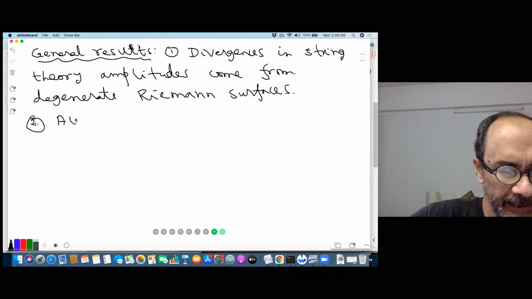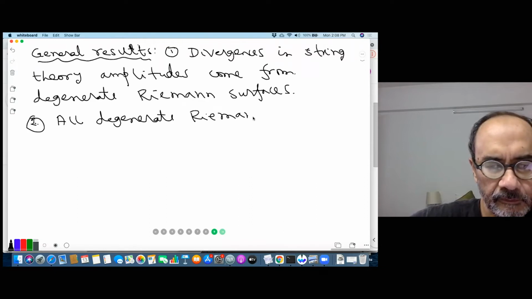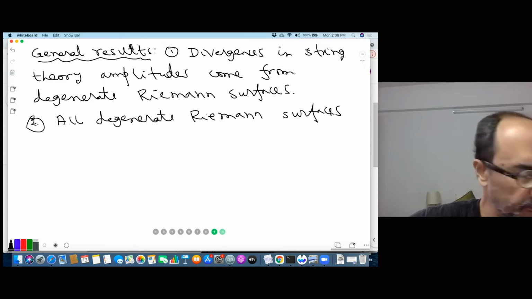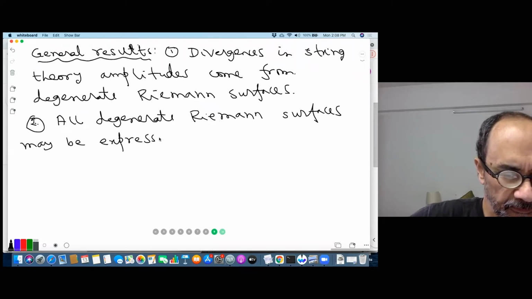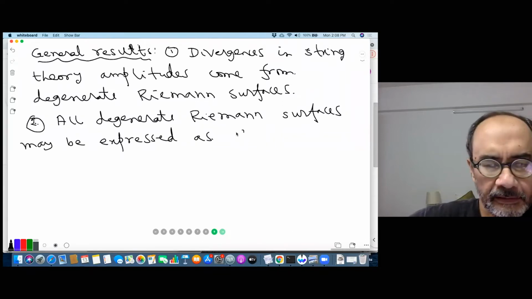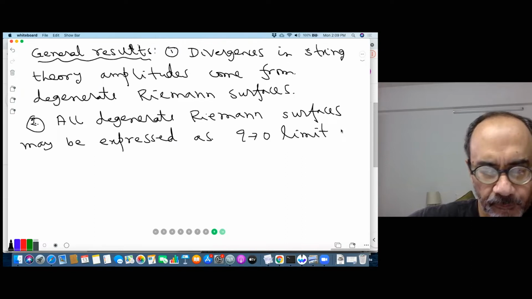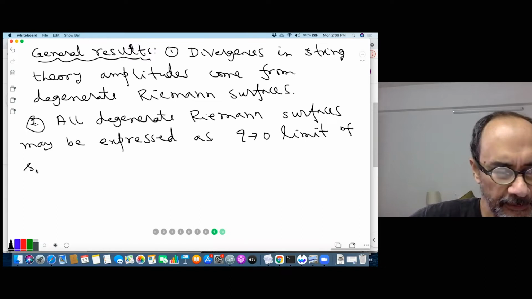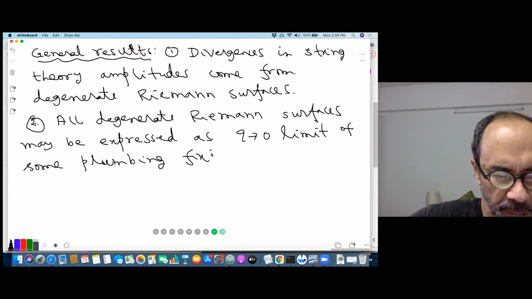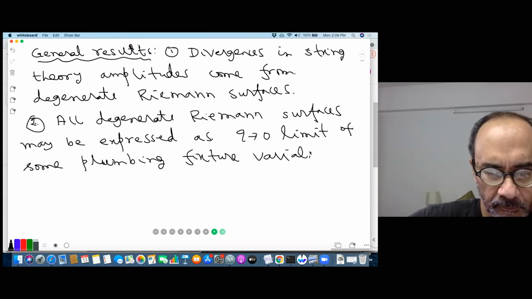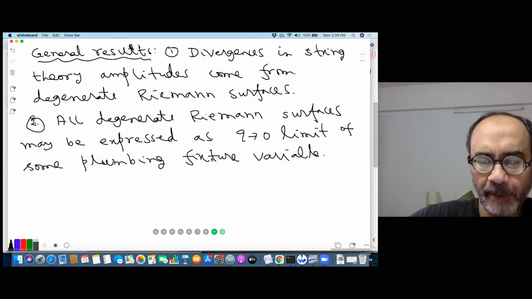Okay, and that is that all degenerate Riemann surfaces may be expressed as q goes to 0 limit of some plumbing fixture variable. And vice versa, that if you take a plumbing fixture and take the q goes to 0 limit, then in that limit, whatever happens to the Riemann surface is what we call degenerate Riemann surfaces.